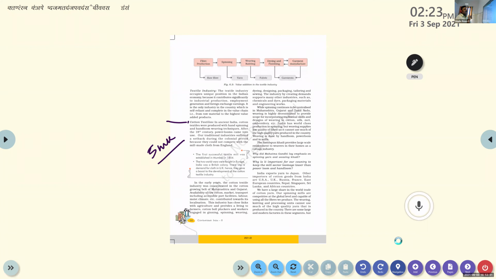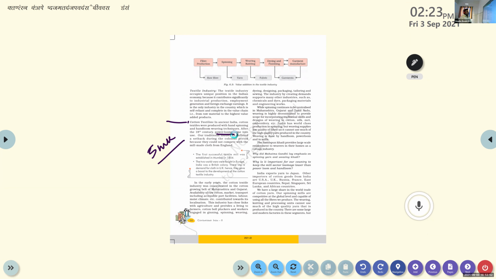So they replaced all this human labor with machines. The cost of production reduced, and that made them sell the product at a cheap price. You can see here, after the 18th century, power looms came into use. Power looms, power driven. Okay, clear or not? Power looms came into use.